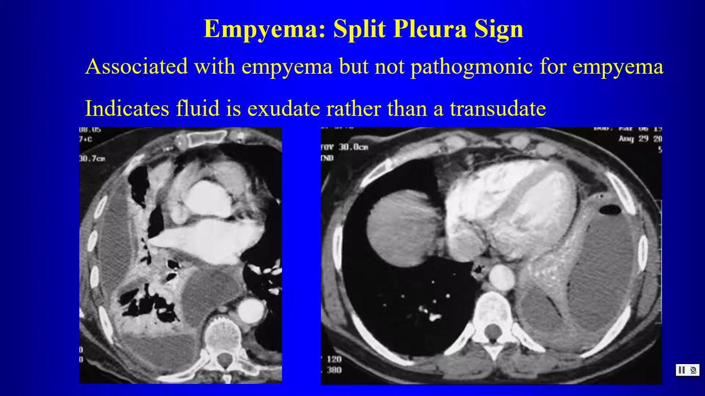Occasionally, metastatic disease might also give you a split pleura sign. And sometimes you can have exudative effusions that don't necessarily represent empyema, which can also give you a split pleura sign.